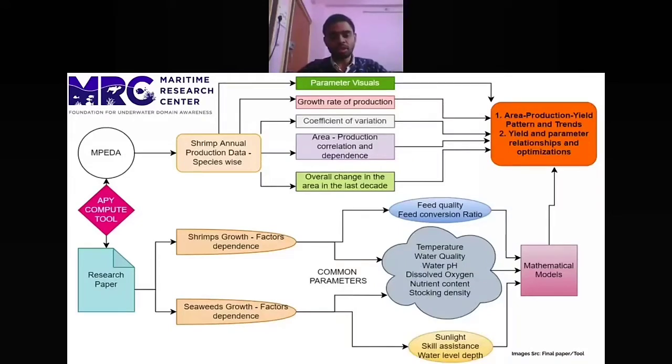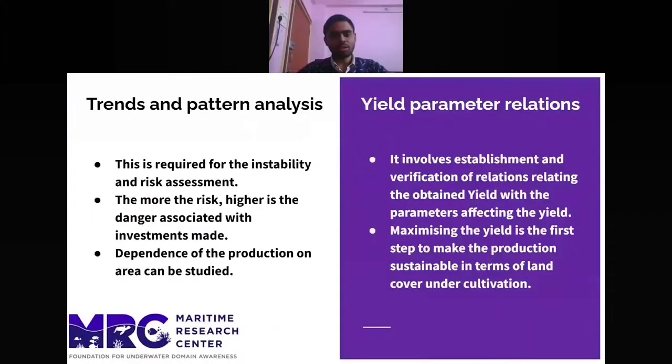So we have to see how much the area under cultivation changed in the last decade. That brings us to the first part of the APY analysis. Coming back to our previous slide, the second thing is the yield parameter relationship.